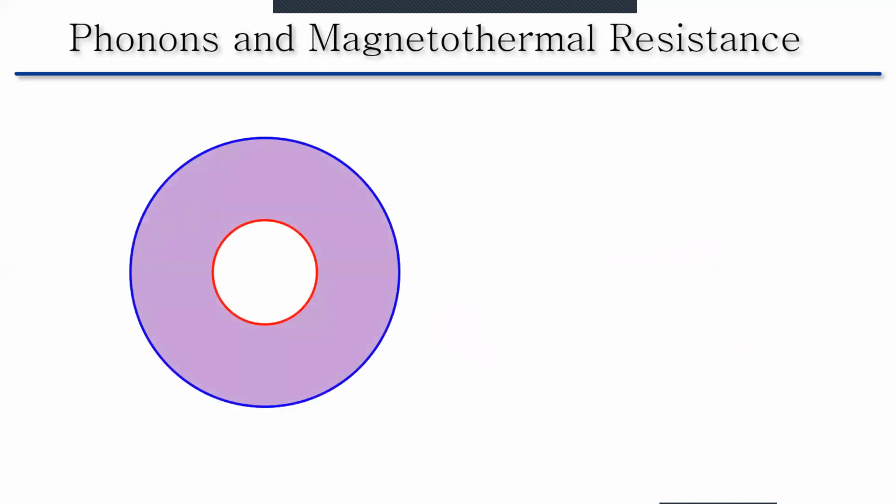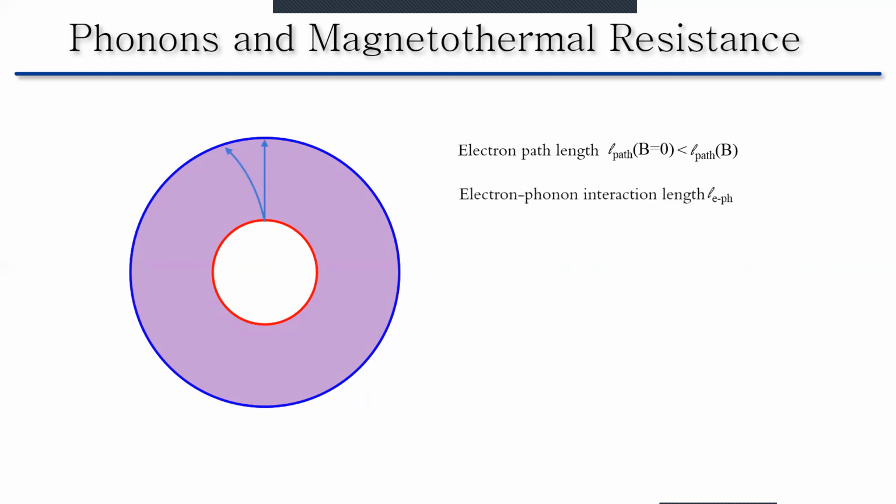So if we consider that some thermal electron has this path length to travel in our device at zero magnetic field, when the field turns on and that electron path is deflected, the path length increases, all right, in that field. Meanwhile, there's an electron-phonon interaction length, which tells you the typical length over which an electron will lose energy to a phonon. And we can assume that quantity is independent of, or insensitive to, the magnetic field.